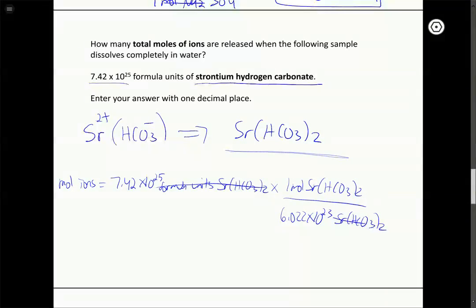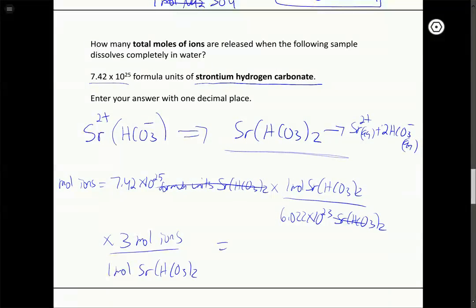And then finally, what we can look for is how many total ions there are. Remember that when we dissolve a compound in solution, it splits up into ions. This one's going to give us strontium 2+ and 2 hydrogen carbonates, so a total of 3 ions. There's 1 cation and 2 anions released when we dissolve this. So we're going to have 3 moles of ions for every 1 mole of strontium hydrogen carbonate that we dissolve.